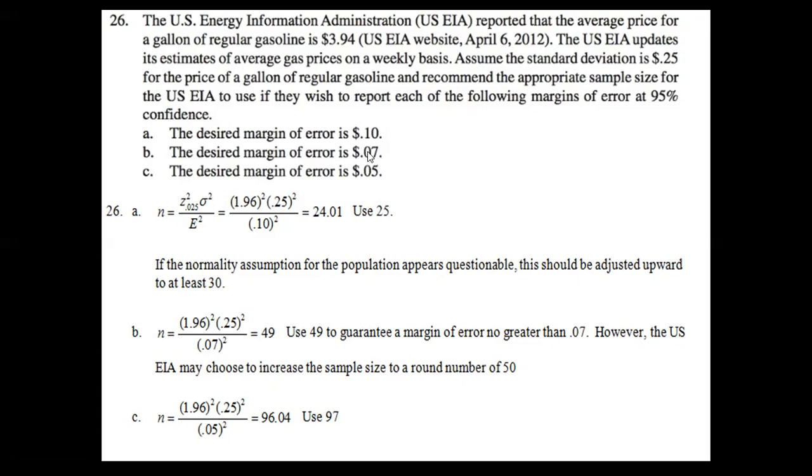Now we do the same thing with the 0.07. Plug it in, we get 49. So 49 is a good number that guarantees a margin of error no greater than 0.07. Although to be nice and even, sometimes they might increase it to 50 for the US EIA, just because it's a whole number, it's round, it's even. Plugging in the 0.05, we get 97. Here, they would probably round it to 100 to make it a nice even number rather than 97.